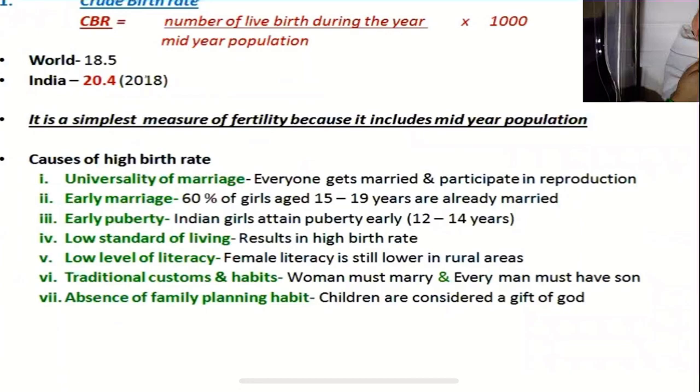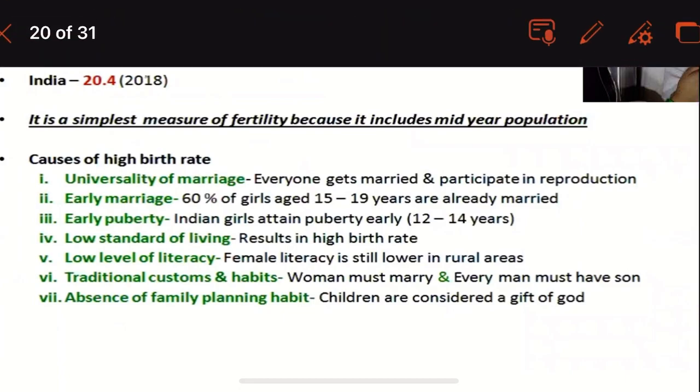We are not scanning 15 to 25 years, 25 to 30 years, 30 to 34. We are not doing all sorts of divisions and classifications. We are just taking the crude values: the total number of live births divided by the estimated mid-year population. Simple, guys. Now let us see what is the cause of this high birth rate.